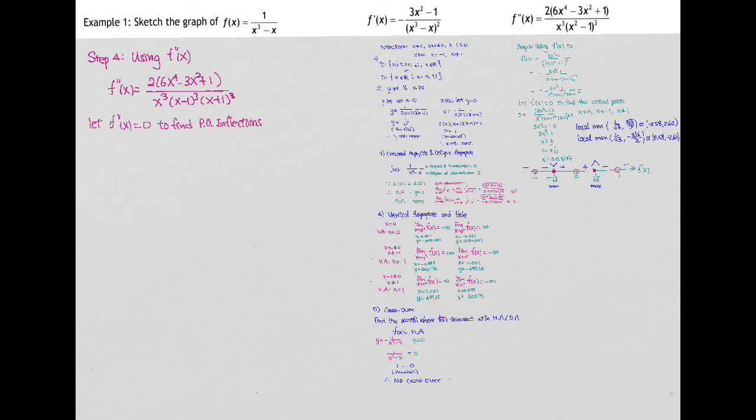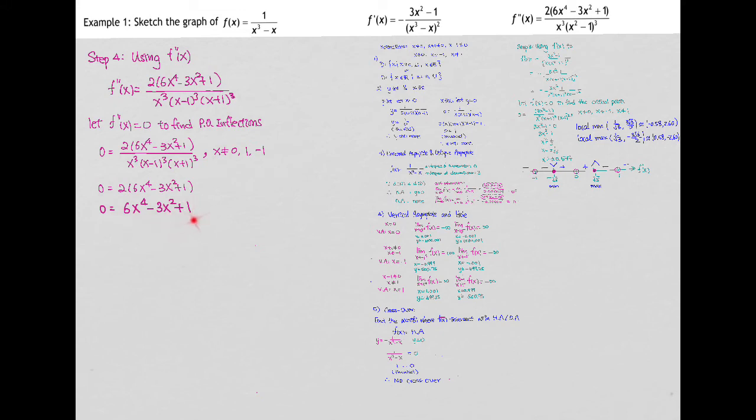This will help us to find the restriction easily. Next, we're going to let f double prime equal to 0 to find out the points of inflection. The first thing we write down will be the restrictions, which come from the denominator. x cannot be 0, 1, and -1. Since 0 times anything becomes 0, we have 0 equals 2 times (6x to the power 4 minus 3x squared plus 1). And we know 2 can never be 0, so we divide by 2 on both sides. You get 6x to the power 4 minus 3x squared plus 1.